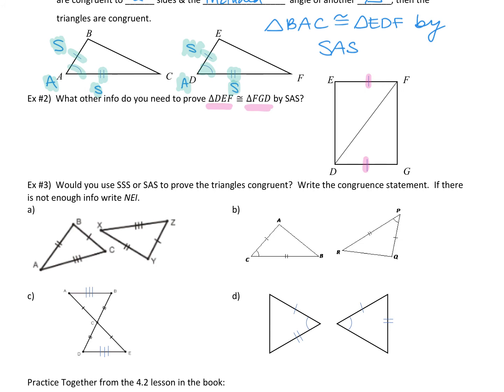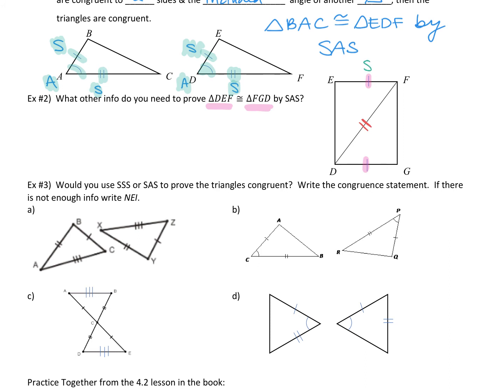Julia? Yeah, we do know, without it even being marked, we know these are congruent, right? FD is congruent to FD. So that is technically given to us, even though it's not marked for us, because it's reflexive. We know the reflexive property says those have to be congruent. Okay, so if we know that information, what's the missing piece of information that would make SAS happen?